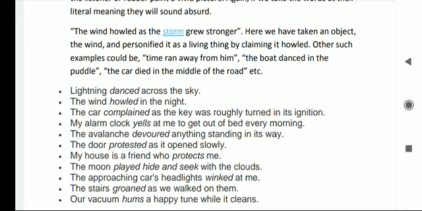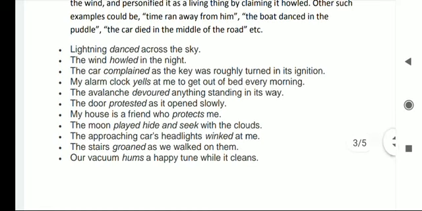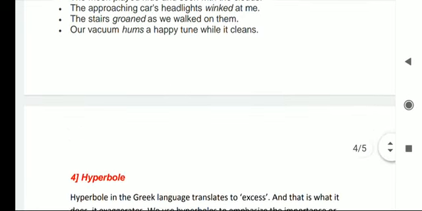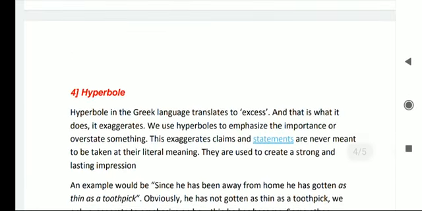The moon played hide and seek with the clouds. These are the examples of personification. The approaching car's headlights twinkled at me. The stairs groaned as we walked on them. Our vacuum hums a happy tune while it cleans. So this was personification. Now hyperbole.